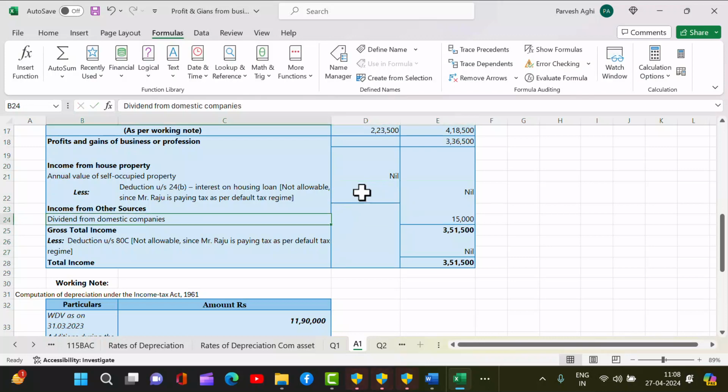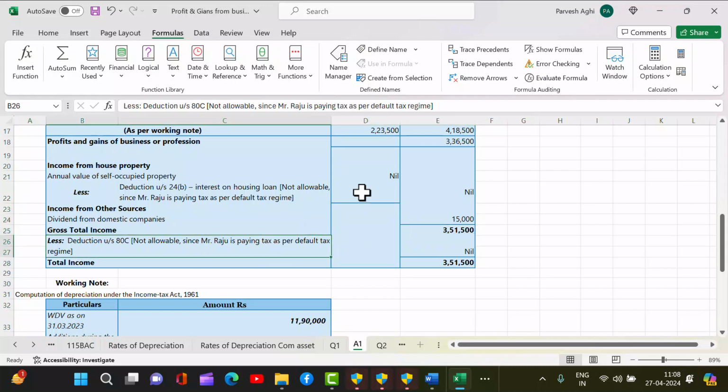Income from other sources, dividend income, 15,000. So this is his GTI, gross total income. Now deduction under Chapter VI-A. Deduction under Chapter VI-A not allowable since Mr. Raju is paying tax as per default tax regime. So is this clear, Kishore? Yes sir. What about others?